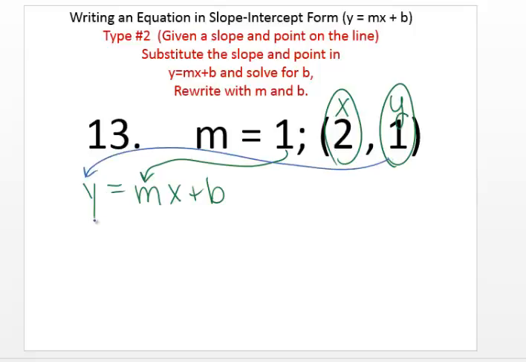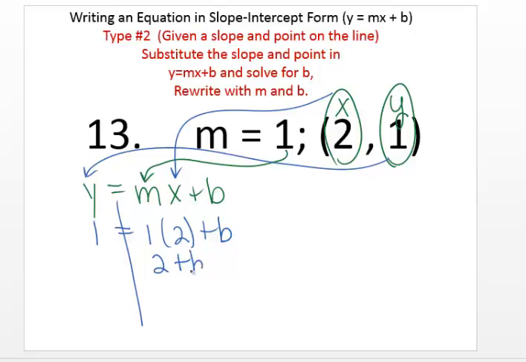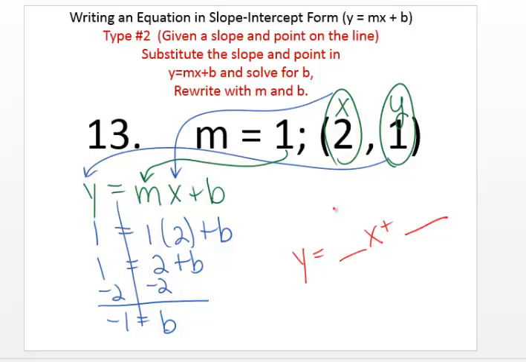My y is 1, my slope is 1, my x value is 2, and those are multiplied together plus b. This allows me to find b, so I'll do that by solving a basic equation, subtracting 2 on both sides, and getting my b value is negative 1. My final answer then, of course, is supposed to be in that y equals mx plus b form. I need to fill in my b value and my m value. My m is 1, and my b I just found. My b value is negative 1.